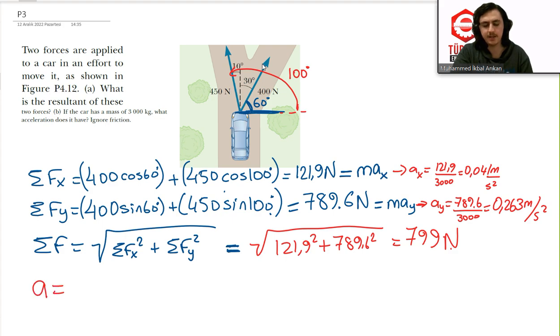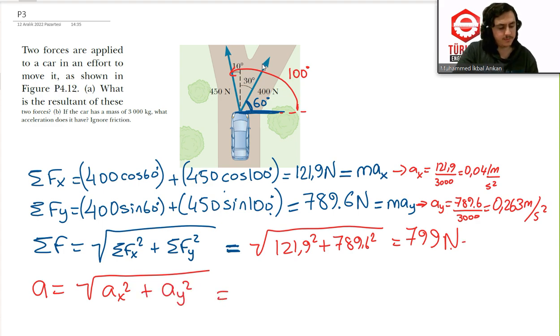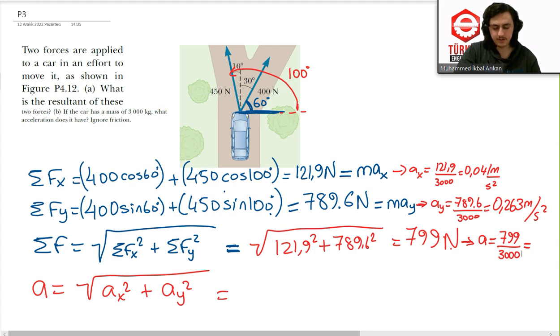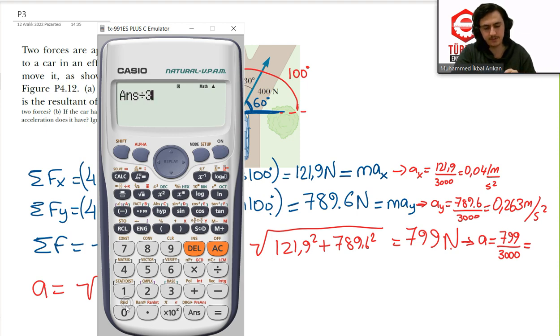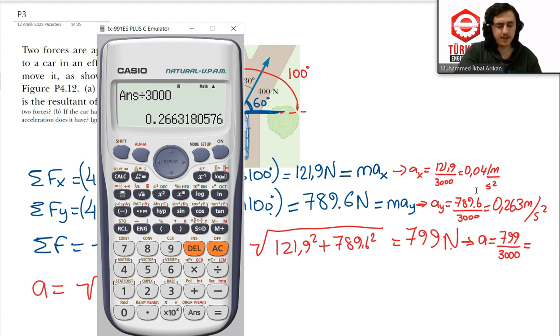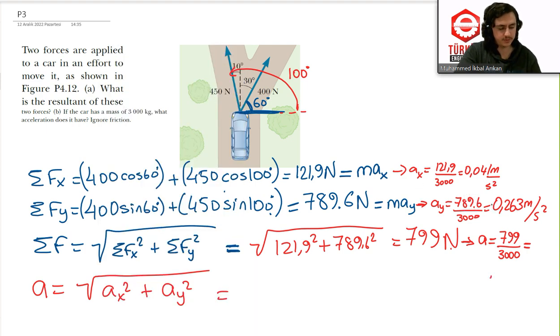Resultant acceleration can be calculated in two ways. The square root of acceleration in x squared plus acceleration in y squared. Or from this equation, I can say that the resultant acceleration will be equal to the net force, which is this one, divided by the mass of the car. So I will take our calculator and divide this value by 3000. So I will get the resultant acceleration, which is just 0.266.